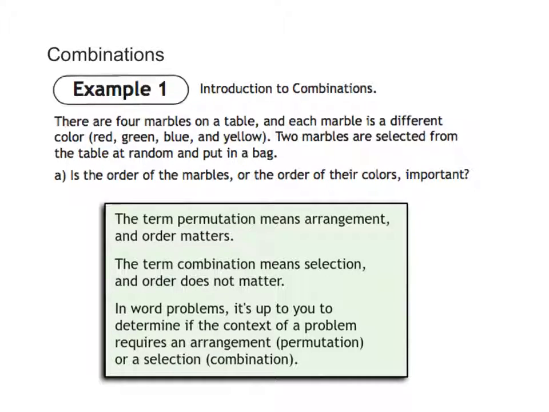We'll look at some combinations, but eventually you're going to have to decide, is this a permutation or is this a combination? And the way that you're going to decide is to think about, does it matter what order the objects are chosen in? And if the order is important, then it's a permutation. If the order is not important, then it's a combination.